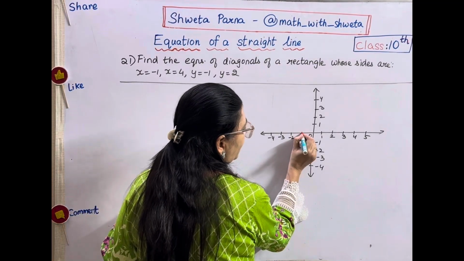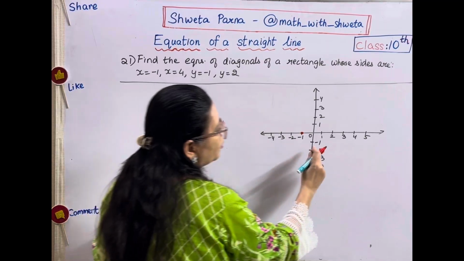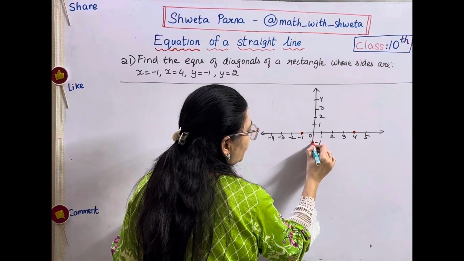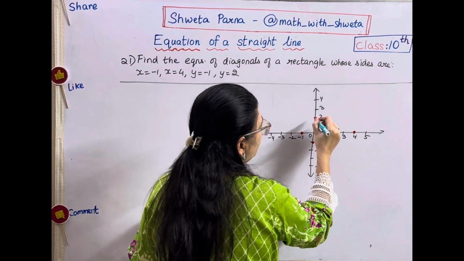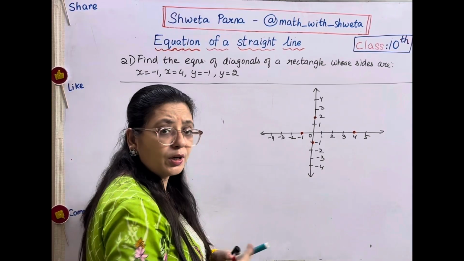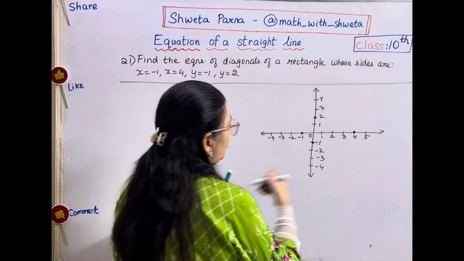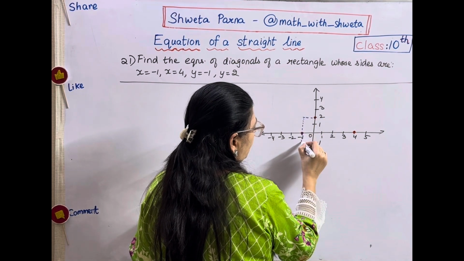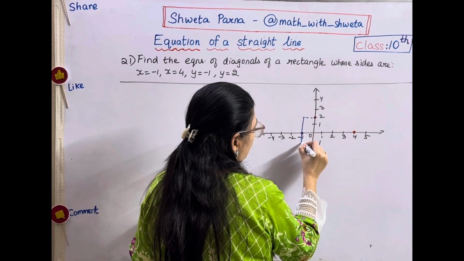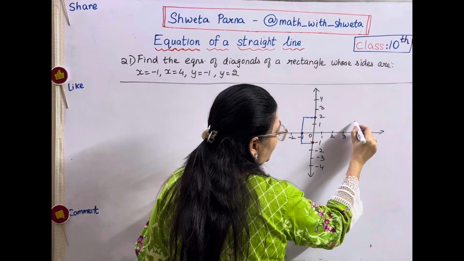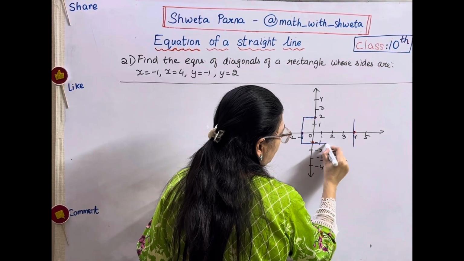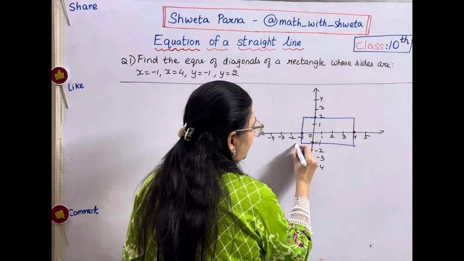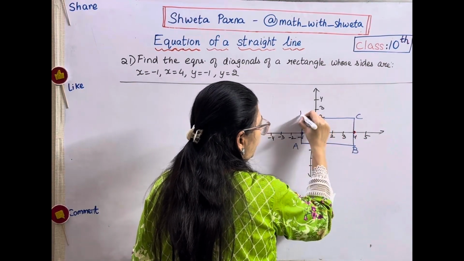X is equal to minus 1, so x is over here. X is equal to 4, so x is over here. Y is equal to minus 1, so it is over here. Y is equal to 2, so it is over here. Okay, now what are you going to do? You have to form a rectangle. So draw a line like this from here, right? Let's name this rectangle A, B, C, D.